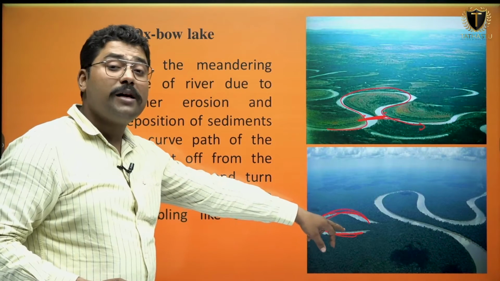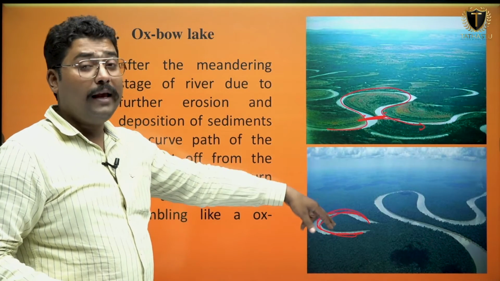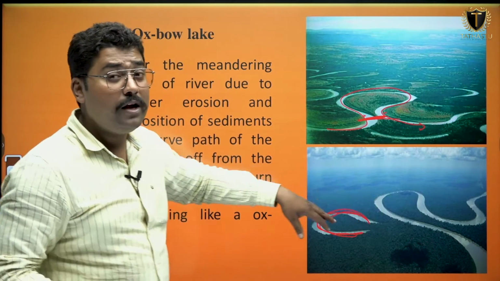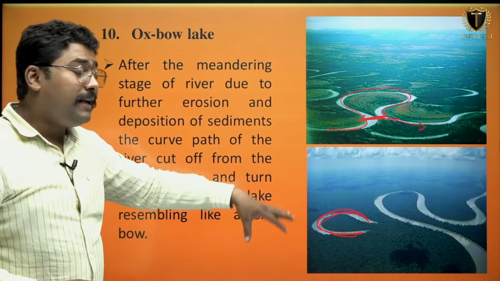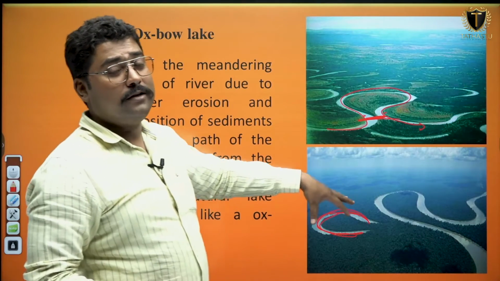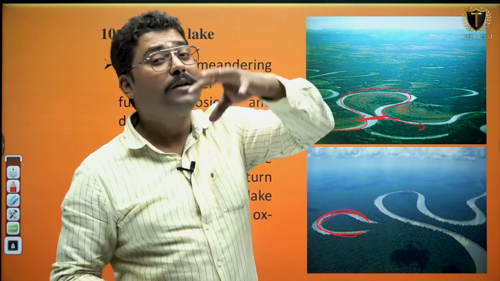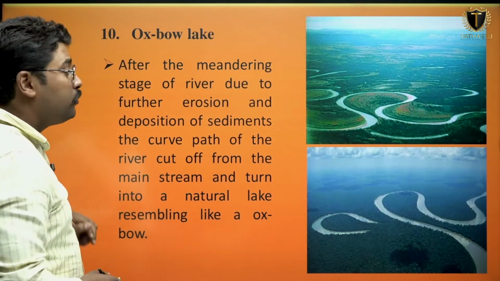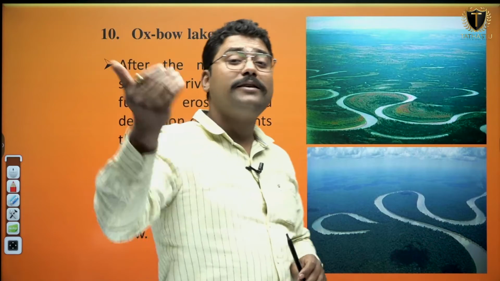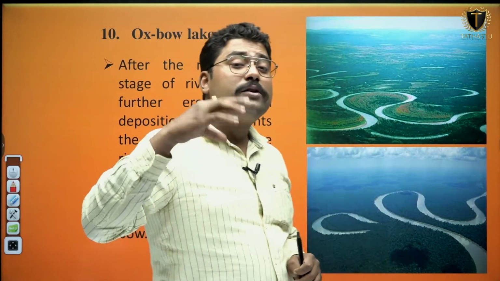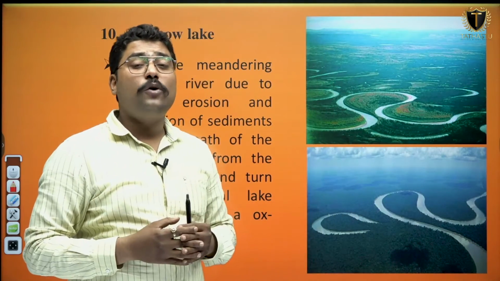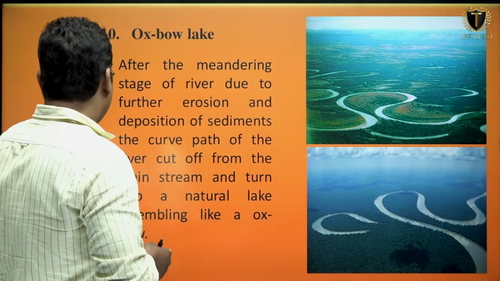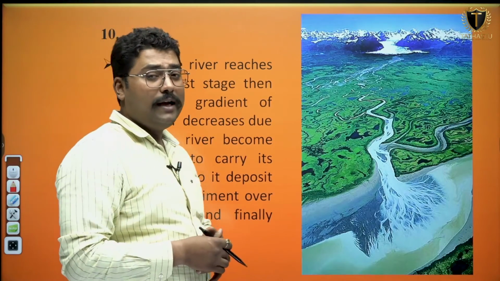So this will be considered as oxbow lake, like the Kanwar lake which is formed by Gandak river. So simply we can say that oxbow lakes are the resultant feature after the meandering stage of the river. After the oxbow lake and meandering stage, the river reaches the end stage, that is the old one. And in the old stage of the river, it forms delta and estuary.